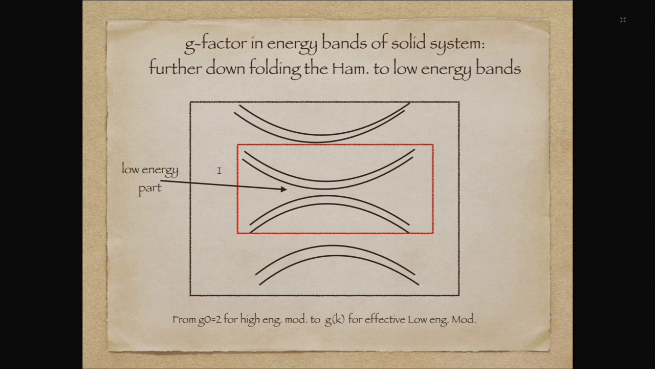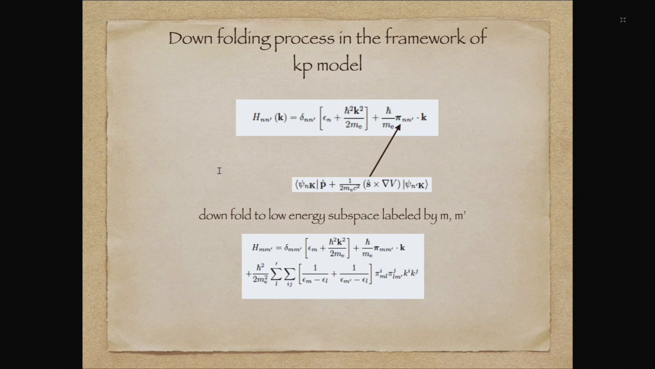So this is the origin of the renormalization of the g-factor. Let's make a long story short. This is the typical k·p Hamiltonian for a real material. Once you downfold your full Hamiltonian into the low energy subspace, you will get a contribution like this. This is the downfolding without an external magnetic field.